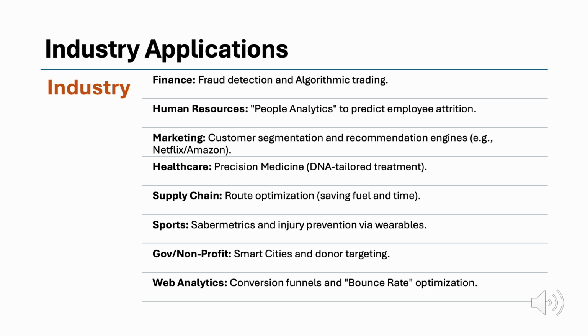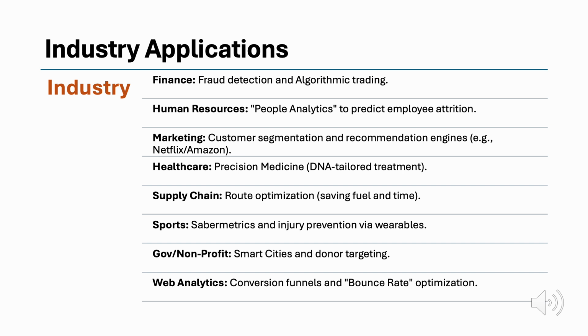Supply chain and logistics. Companies like UPS and FedEx use analytics for route optimization. By calculating the most efficient paths and even avoiding left turns to save fuel, they save millions of dollars and significantly reduce their carbon footprint.